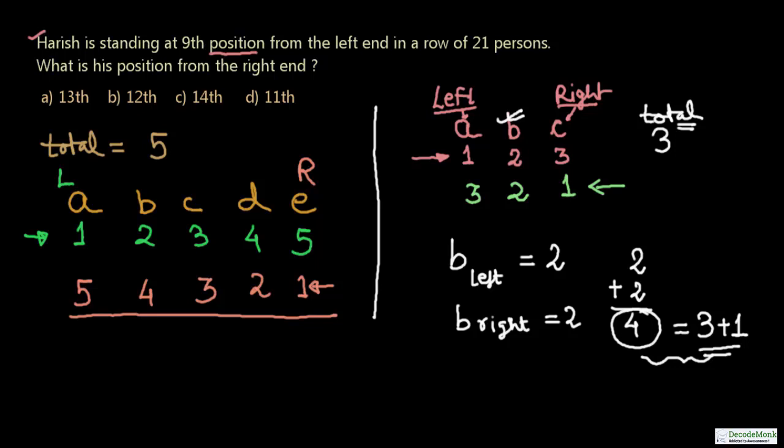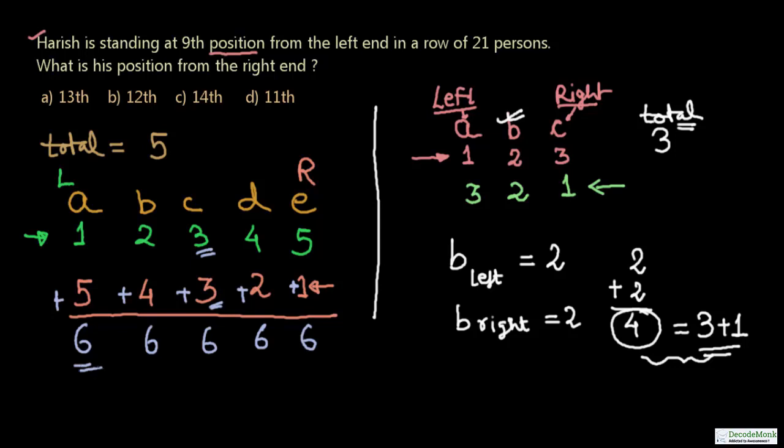Now let us add the positions of say A. The position of A from left is 1 and position of A from right is 5. So this is equal to 6. Similarly, for B, position of B from left is 2, position of B from right is 4. To add, this is also 6. Similarly for C, if we add 3 plus 3, position from both ends are same, this is equal to 6. Similarly, D is also 6, E is also 6.